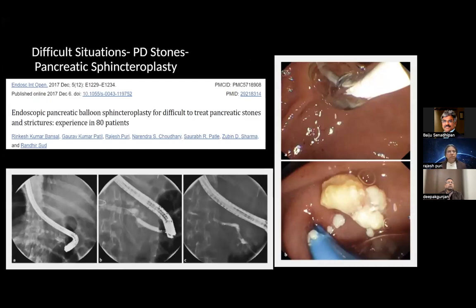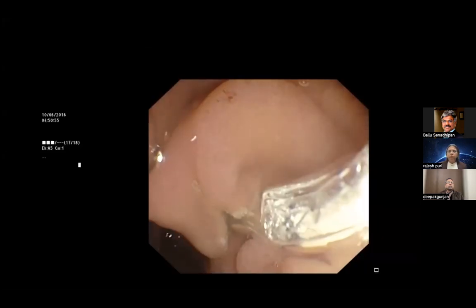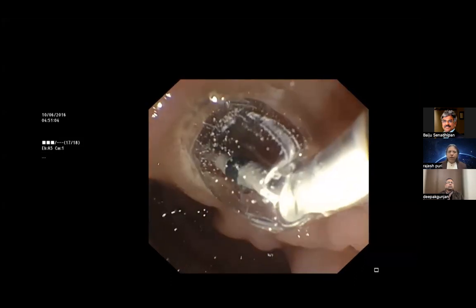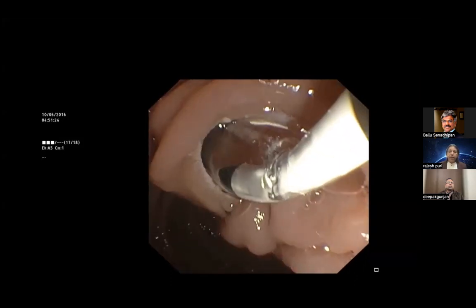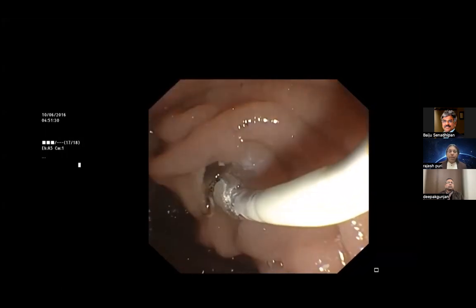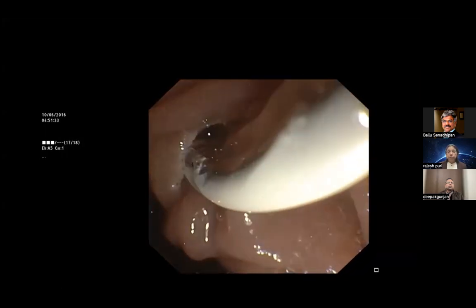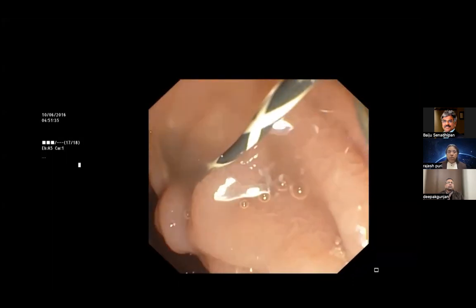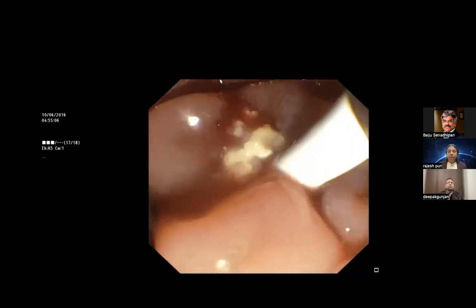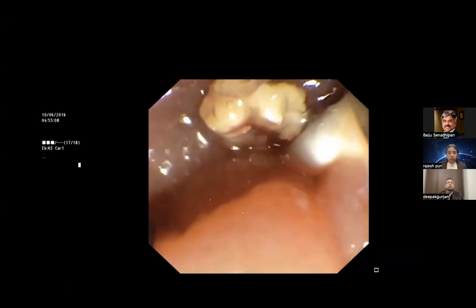Now, once you have done the sphincterotomy, you look at the stones. This is our paper which was published. For a patient who has a 5 to 6 millimeter stone, what we do is the balloon sphincteroplasty of the papillary orifice after doing the pancreatic sphincterotomy. We dilate up to 8 millimeter or 10 millimeter with the help of a balloon, and then with the help of a biliary retrieval balloon, we remove the stones.